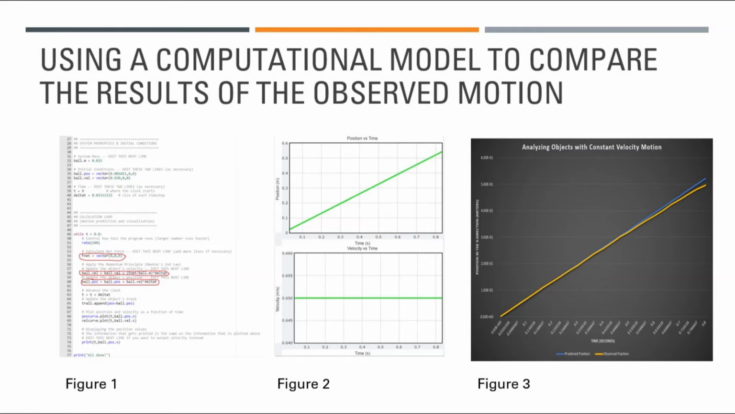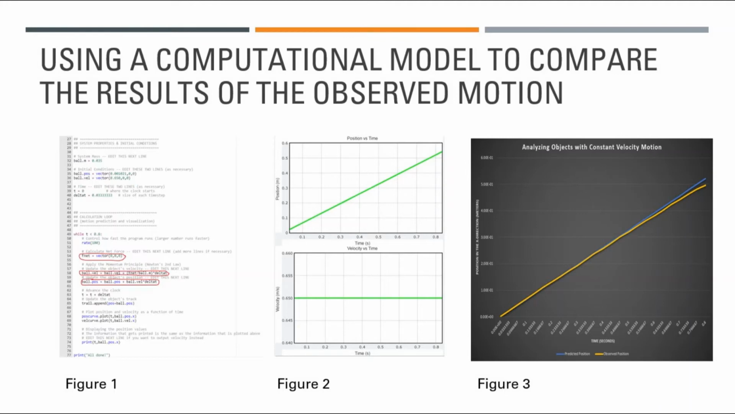After adding these lines of code, I ran the program, which created two figures which are shown in Figure 2. You can see that the predicted position versus time graph looks very similar to the observed position versus time graph. The velocity versus time graph below it is a horizontal line with a slope of 0 because the velocity is not changing over the time interval.